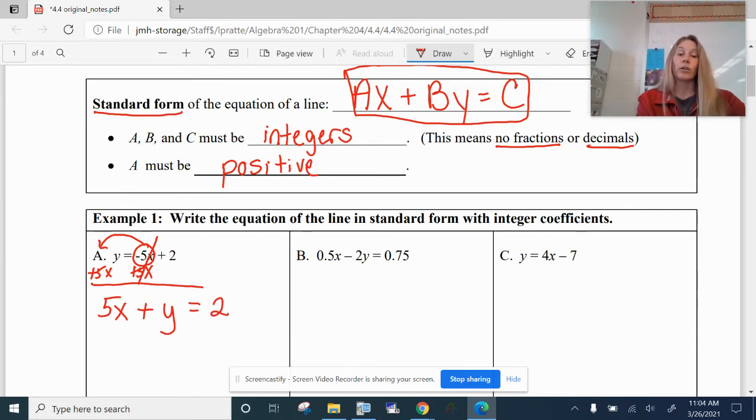Now, just double check your answer. Once you have the x and the y together on one side and your constant on the other, you want to check and make sure there are no fractions or decimals. You only have integer coefficients, which we do here. We have a 5, a positive 1, and a 2. And make sure that that x coefficient, which is your a term, is positive, which it is. We have a positive 5. So this would be our answer in standard form. I'll come back to B in just a minute.